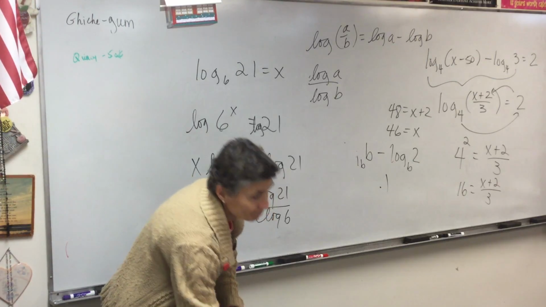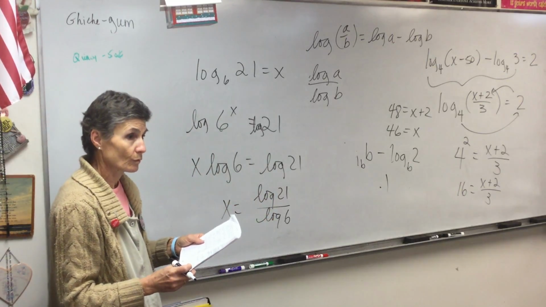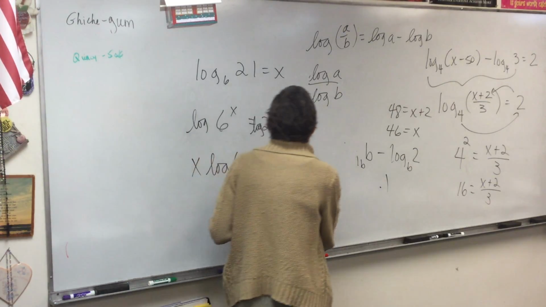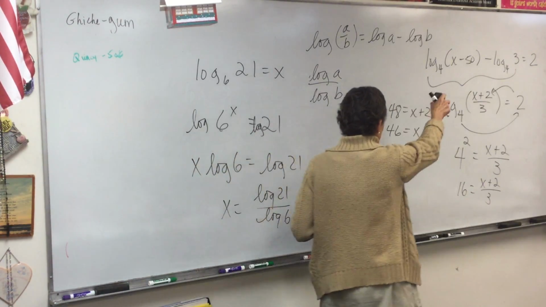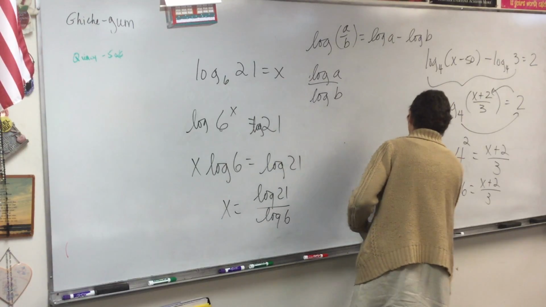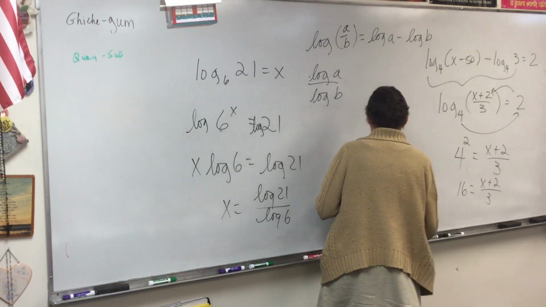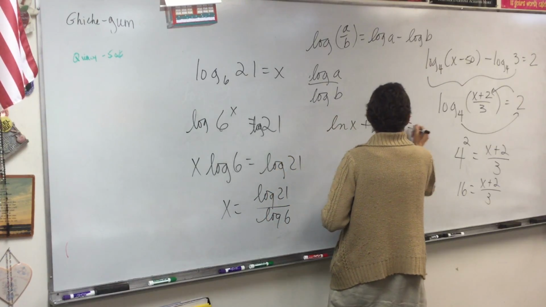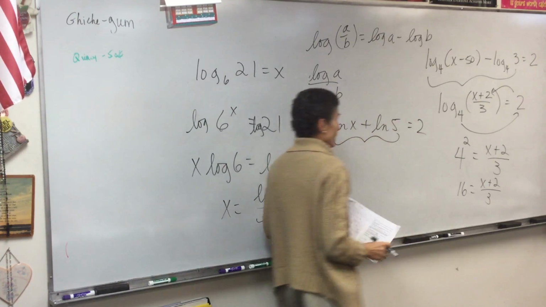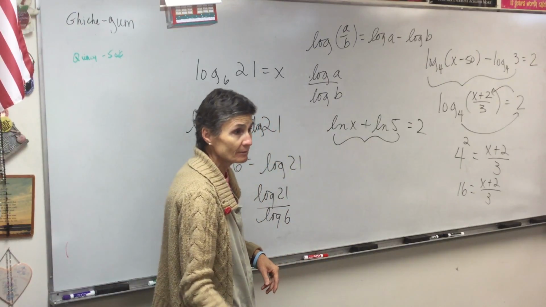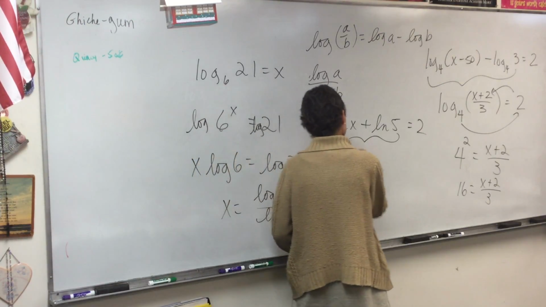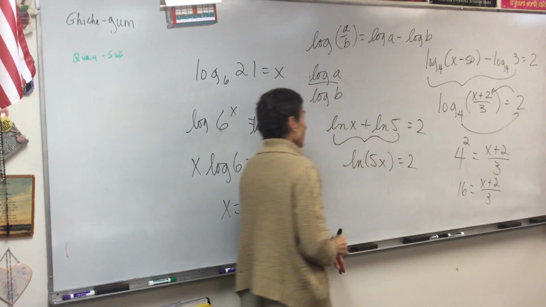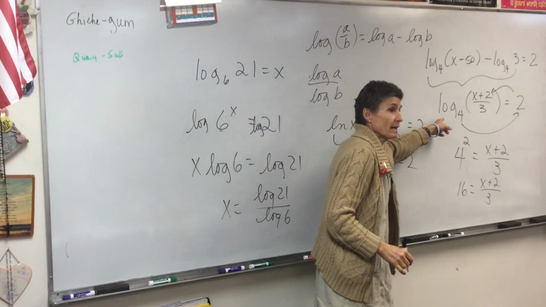Danielle? On review sheet 1, can you do 3D? I gladly will. It's identical to this one right here. It's exactly the same problem. ln x plus ln 5 equals 2. Issue is I got two logarithms that I can't have. So I'll put them together, so it'll be ln 5x. Now I've got one logarithm just like I had here.